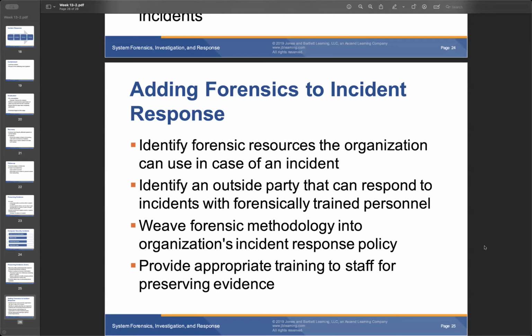Or the forensic methodology: in the organization's incident response policy, can we add those methodologies too? It can help when we identify an incident, and then we start to recover and look for the reason. Do we have any possible way to do that? Also, we can provide appropriate training to the staff for preserving the evidence. So that can also be added to the incident response.